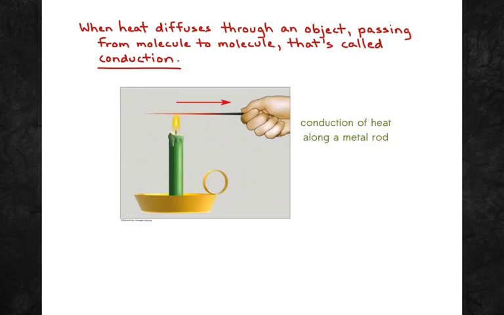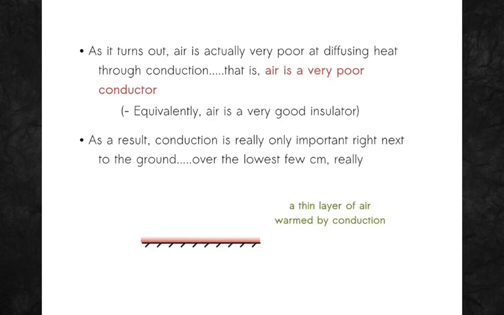Now, as you might expect, some substances are better at doing this than other substances, and as it turns out, air is actually pretty bad at transferring heat in this way. Air is a pretty poor conductor of heat. Another way to say the same thing is that air is actually a pretty good insulator because it doesn't want to transfer the heat.